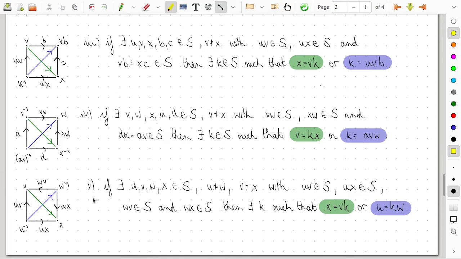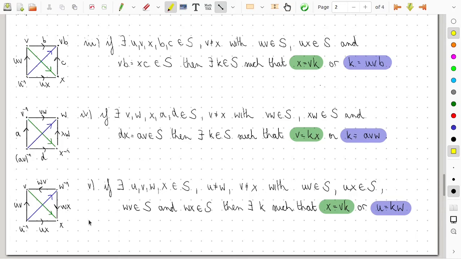The fifth condition is if there exist u, v, w, and x in S, u is different from w, v is different from x, and uv is in S, ux is in S, wv is in S, as well as wx, then there exists k in S such that x equals vk or u equals kw. This corresponds to the following cycle here.